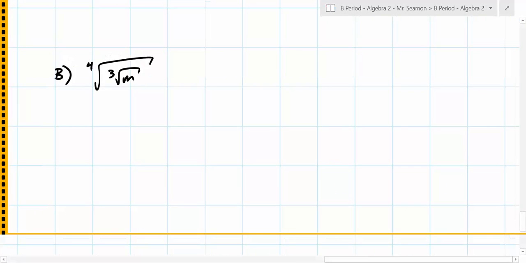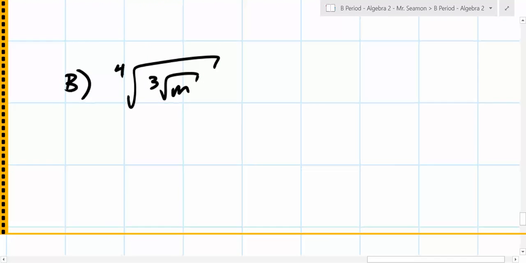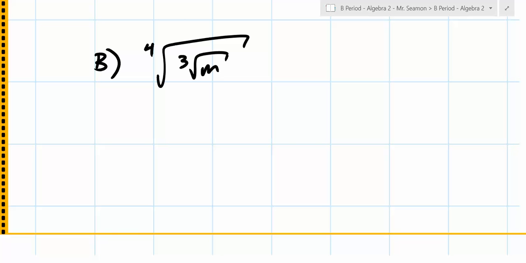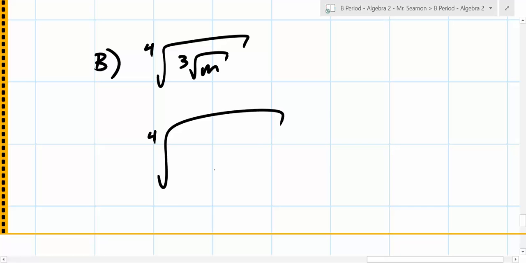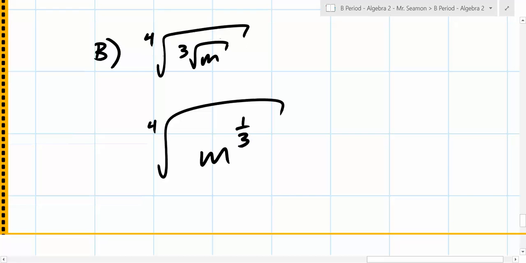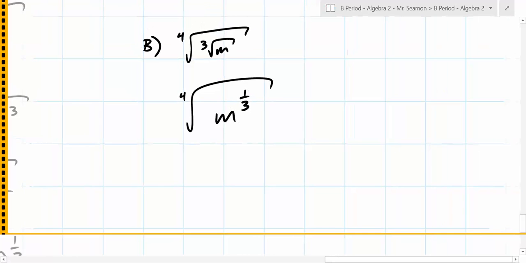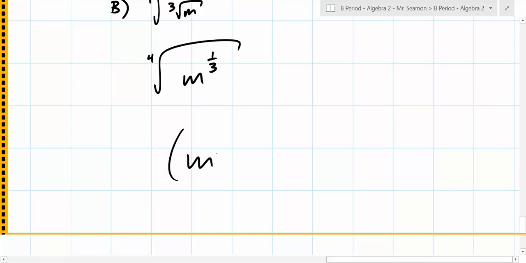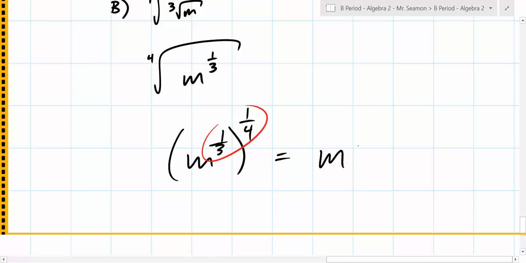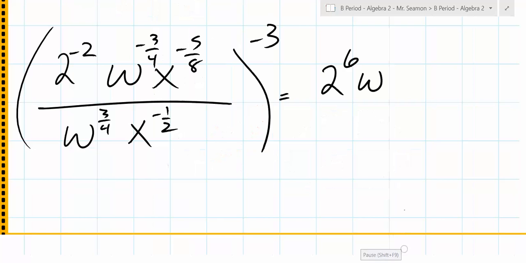What about this one right here? How do you attack this one? What do you do? What power is cube root? So this is m to the what power? What power is fourth root? 1 over 4. So it's m to the 1/3 to the what power? And what do you do with powers of power? You multiply, so it's going to be m to the, done. There it is right there.